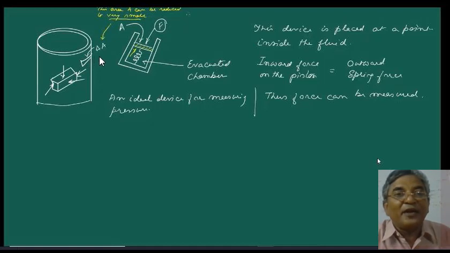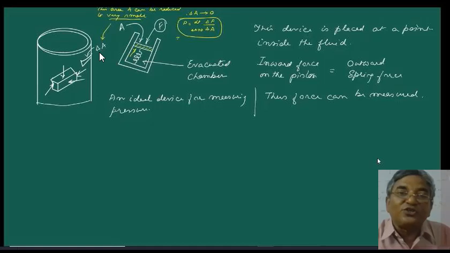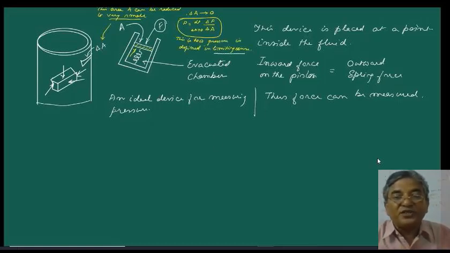The area A is very small and it can be reduced further, so we can take it as delta A, that means delta A tends to 0. So pressure is equal to force per unit area. The limit as delta A tends to 0 of delta F by delta A is the limiting value of pressure. And this is how pressure is defined in its limiting sense.